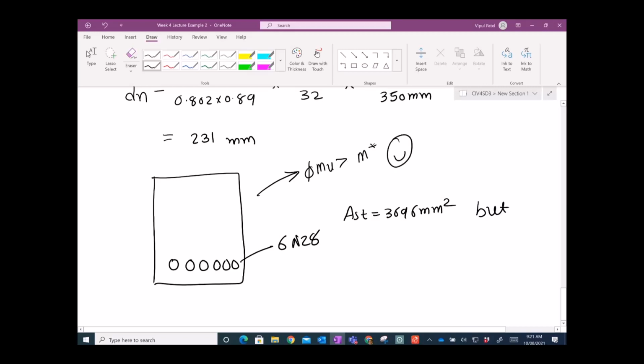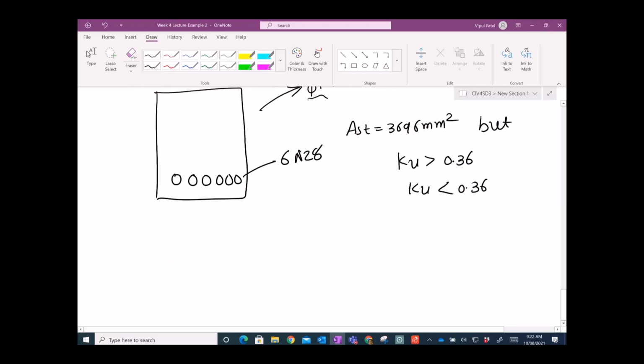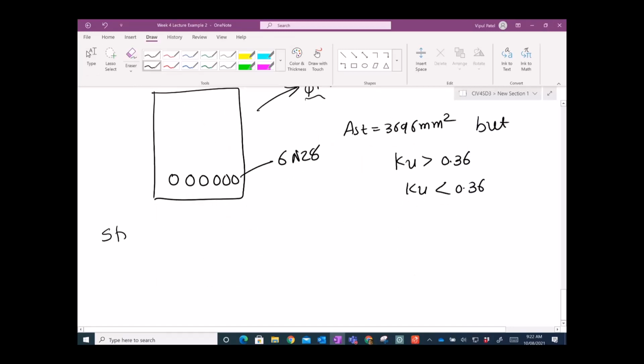I'm happy strength-wise, because it has adequate strength to carry this 639 kilonewton meter moment. But ductility is not good because Ku has become greater than 0.36. Ku should be less than 0.36, right? So I'm not happy. Why am I not happy? Because ductility is not there. The ductility check is not passed. The strength check is okay, but the ductility did not work out.